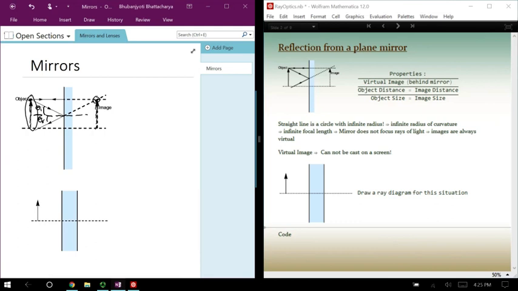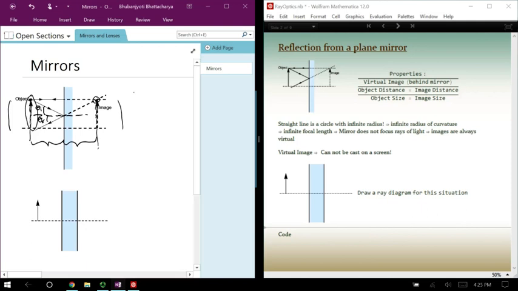There are some properties of plane mirrors that we should focus on over here. It turns out that virtual images, that is images formed behind the mirror, are what are formed with a plane mirror. And as you can see, if I construct the geometric distance between the object and the mirror, it would be exactly the same as the geometric distance between the image and the mirror. So the object distance is equal to the image distance. And also, the height of the object is exactly the same as the height of the image. So these are some properties of images formed by plane mirrors.